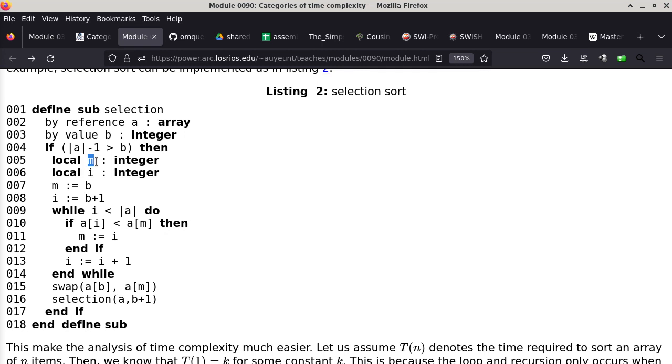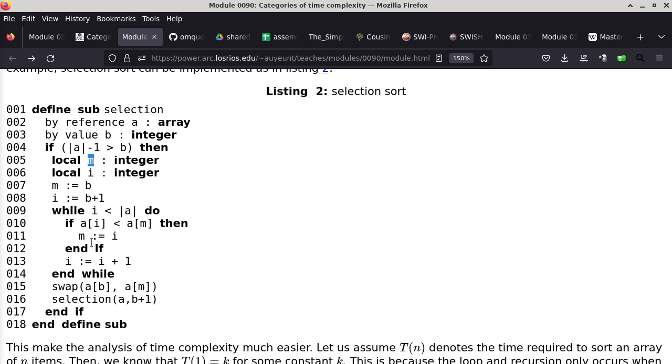So I can pretty much guarantee that I can start with b plus 1 instead of just b. The loop itself is just a regular while loop. It says while i is less than |a|, which means as long as i is a valid index into the array, I go ahead and compare a[i] versus a[m]. If a[i], the element that I'm scanning, is less than a[m], then m gets i. So m is trying to remember the smallest index of the smallest, not the largest.